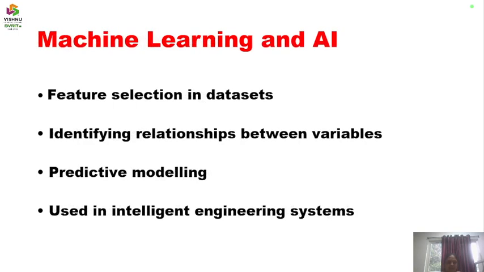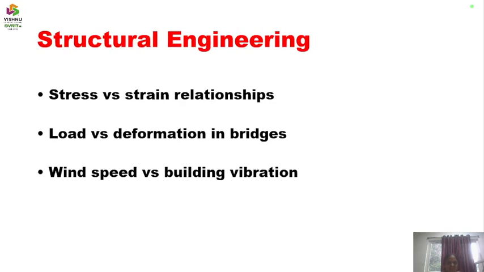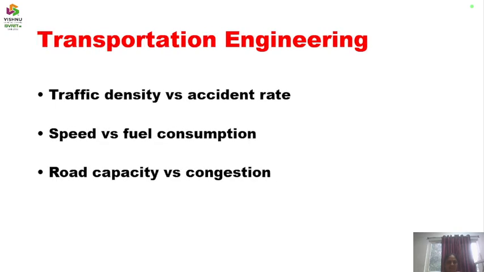In machine learning and AI, feature selection in data sets and identifying relationships between variables, predictive modeling, and it is used in intelligent engineering systems also. Coming to quality control in manufacturing: process temperature versus product quality, machine speed and defective rate, material composition and durability. Structural engineering: stress and strain relationships, load and deformation in bridges, wind speed and building vibrations. Environmental engineering: rainfall and groundwater level, pollution versus health effects, temperature and climate change patterns.